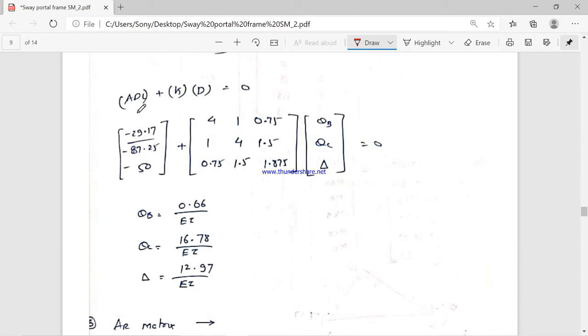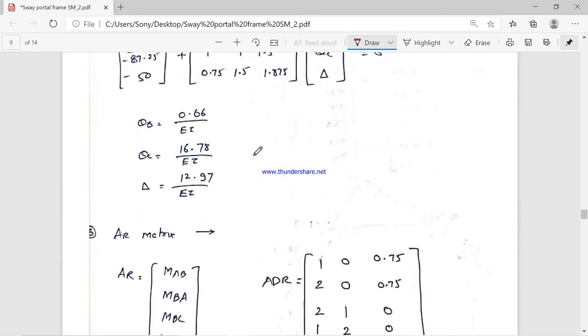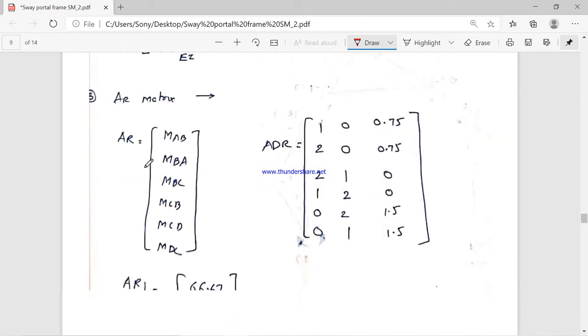So therefore we have to put all these equations in the calculator and solve the simultaneous equations. We will get the unknowns, that is theta B, theta C and delta. Okay, now the AR matrix. So AR is nothing but the unknown moments we have to calculate at each particular joint. So we are interested in calculating MAB, BA, BC, CB, CD and DC.